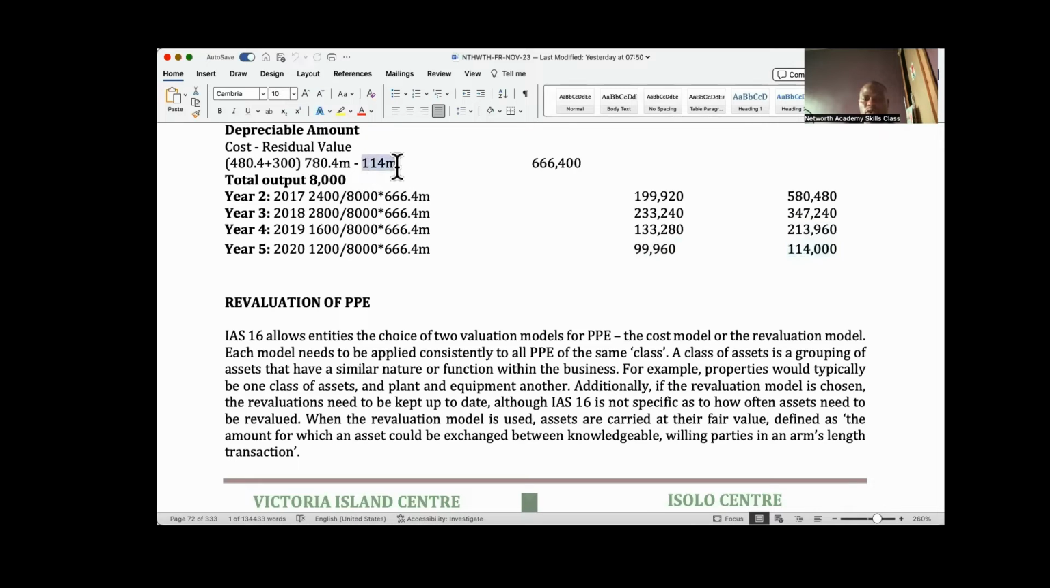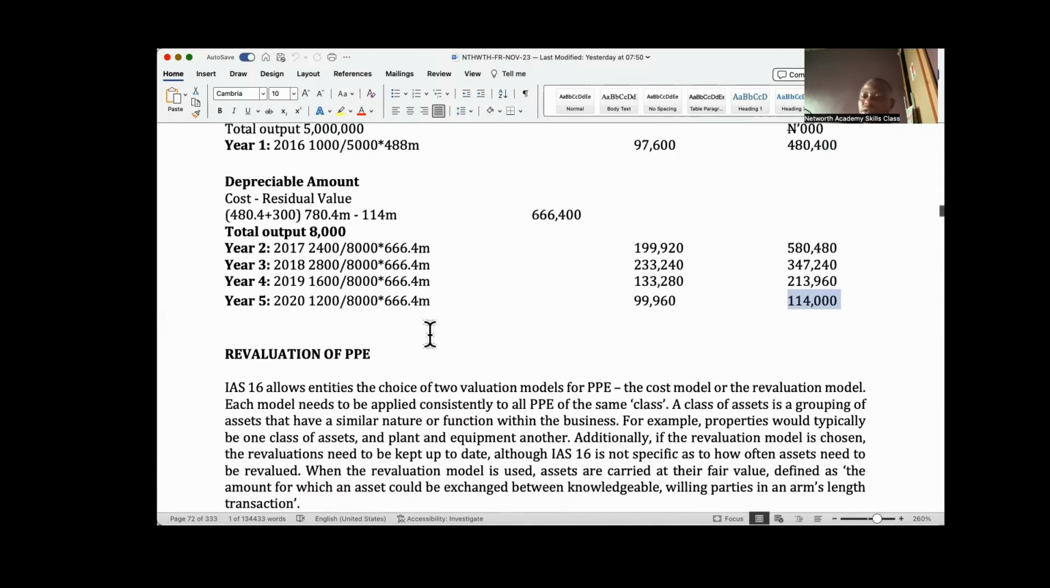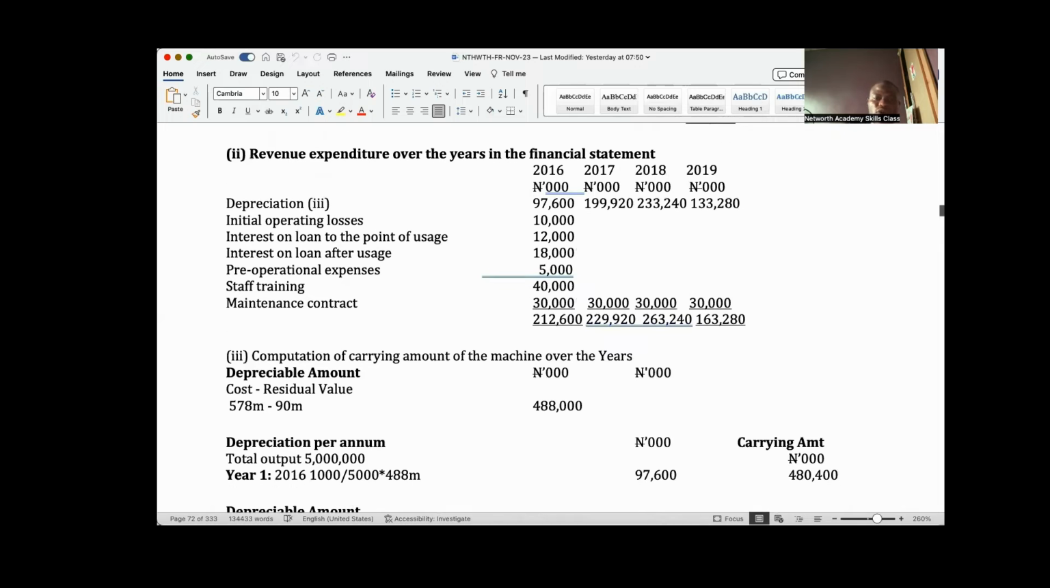Remember, the residual value was 114 million. So that should be the final value of these assets. And that is it for this question. And then I can go back here and fill in my depreciation.